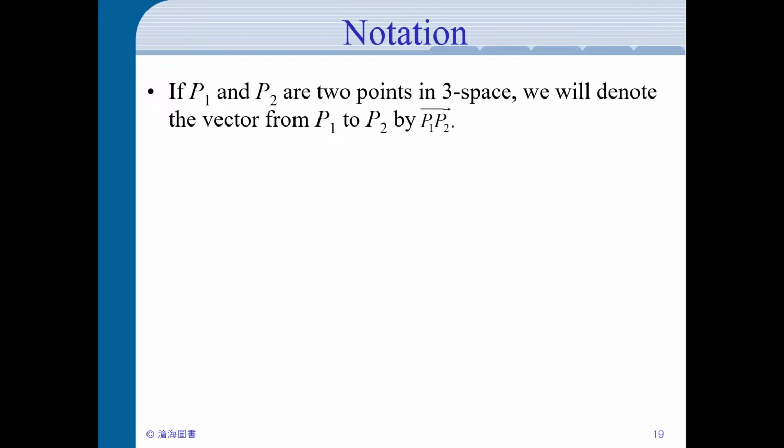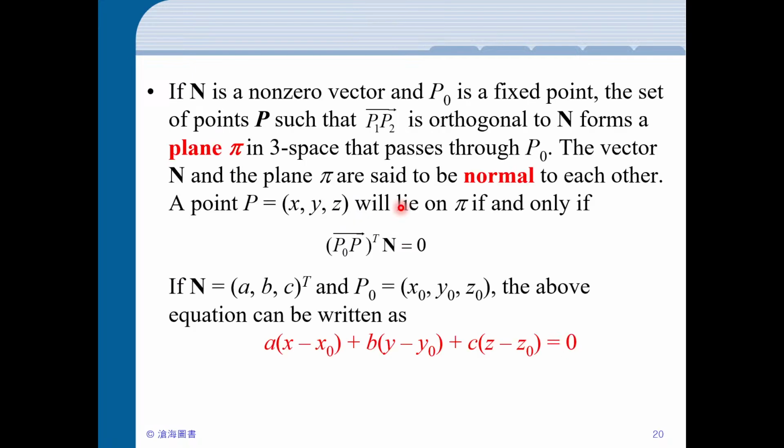Anyway, let's write a bigger version. So it's an arrow here, P1, P2, with an arrow on top. So that's a vector from point P1 to P2. Okay, and now more geometry.